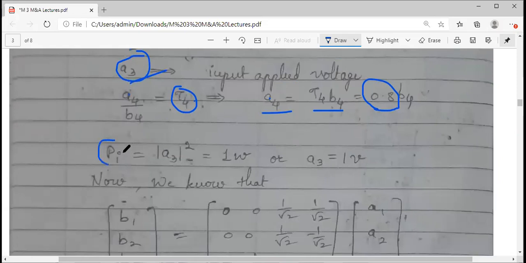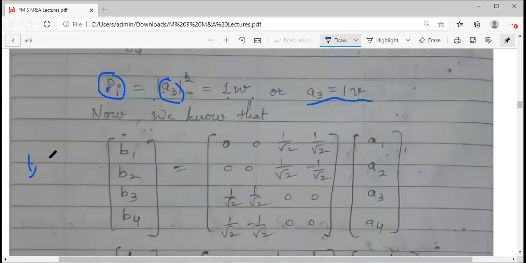We know this already. Where are we applying power? At the third port. So at the third port the incident wave is A3, and power and the waves are related by a squared value. So I have taken Pi is equal to incident power, A3 squared. 1 watt is given to you, so A3 will be equal to 1 only. Now again we will take this concept of B is equal to S into A.